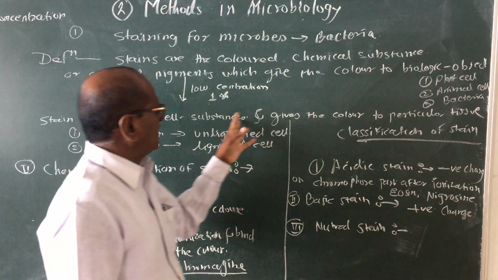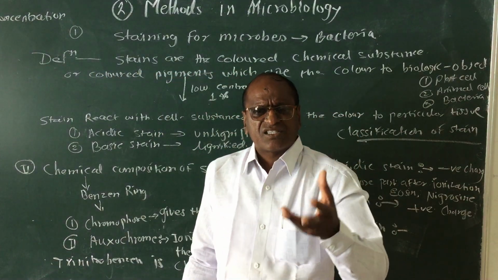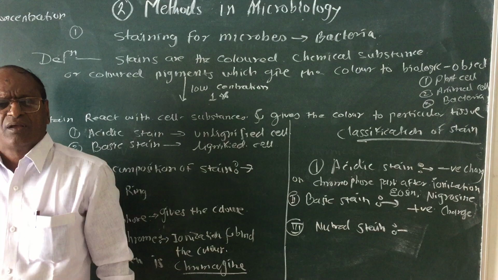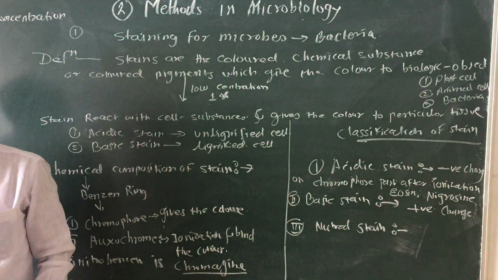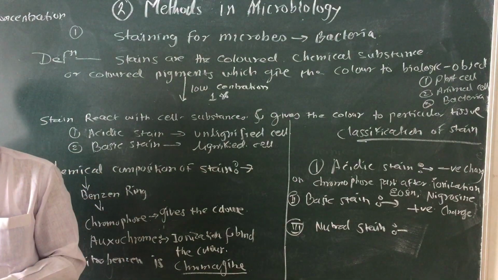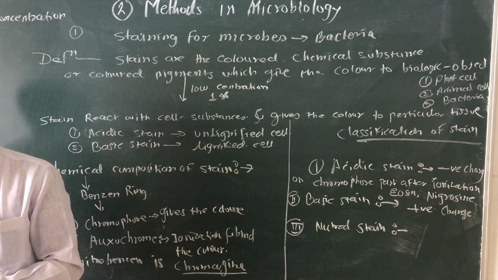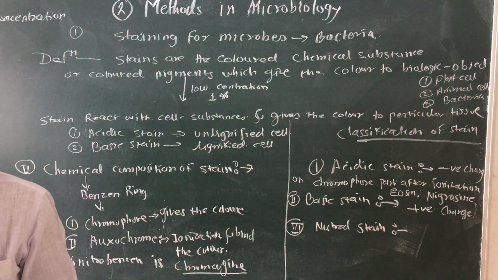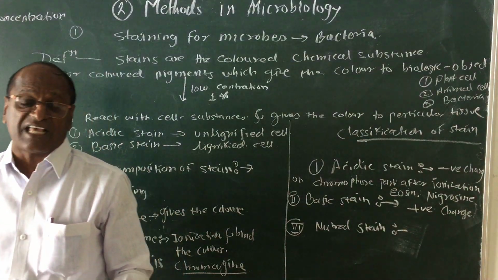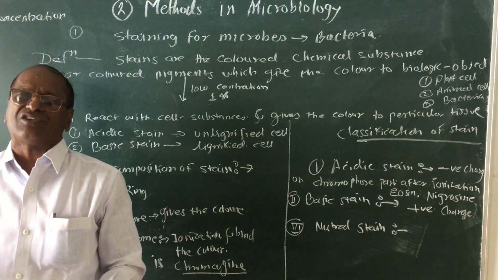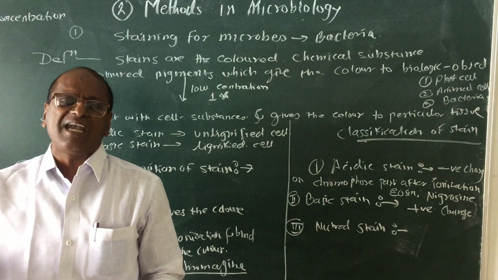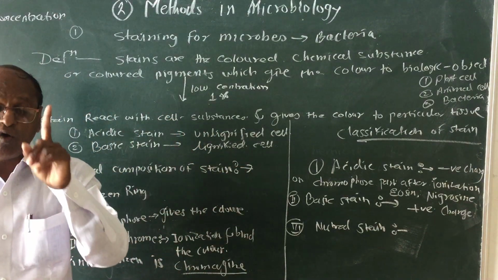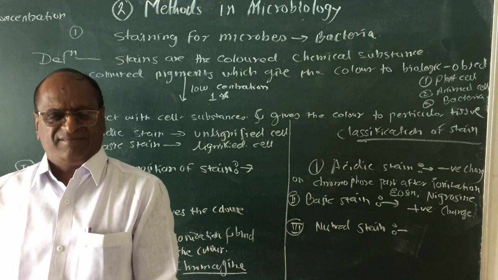In staining procedure in our laboratory, we will use the single staining procedure or double staining procedure. Generally, single staining procedure may be used in those plants where there is no high differentiation of tissue system or high differentiation of the cells in that material. They use only one stain.